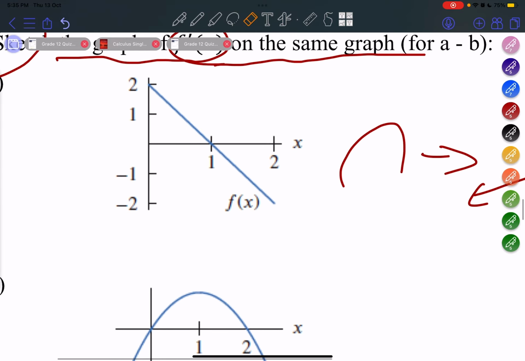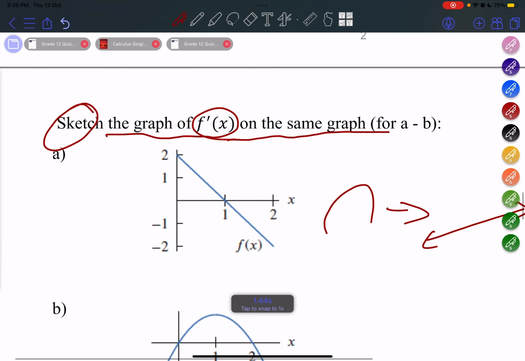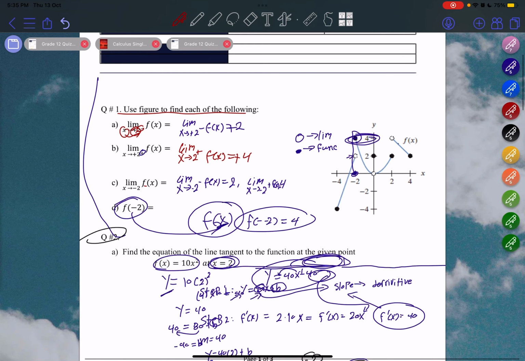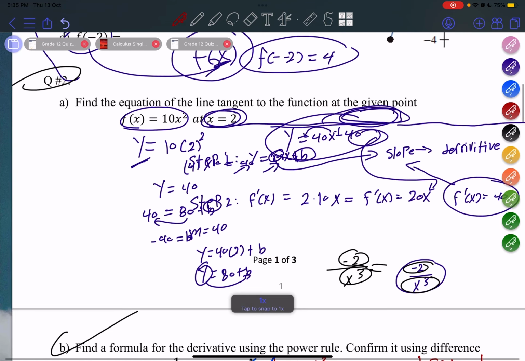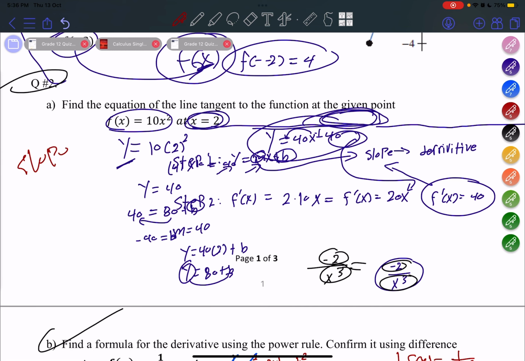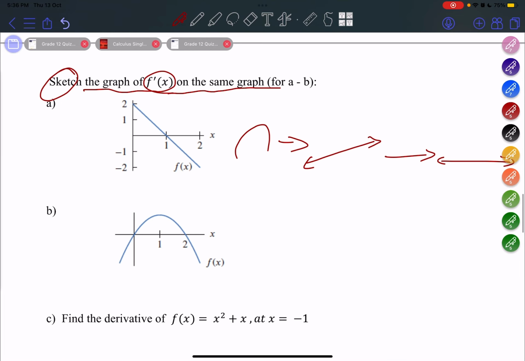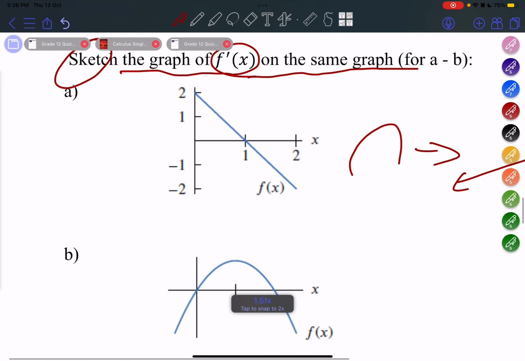So the derivative or slope, as we learned above, the slope is the same as the derivative. But derivative is the term we use in calculus. So the slope is -1 and it should be a horizontal line, so it should look something like this.